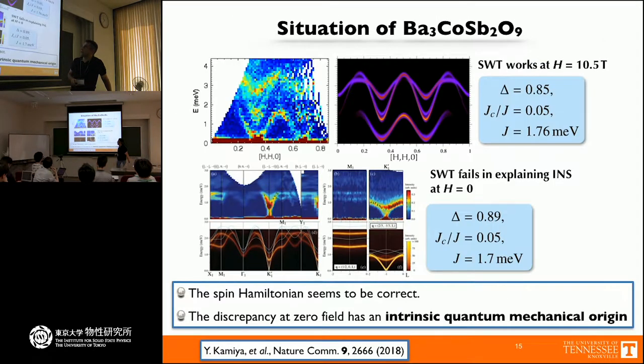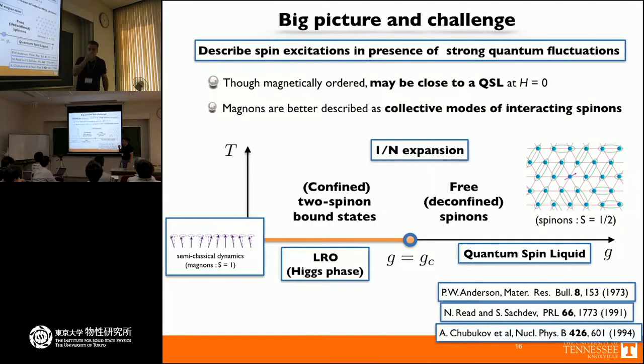Okay, so this was for us the confirmation that experimentally we were working with a reasonable model, and that whatever deviation is observed at zero field is not caused by extrinsic effects like impurities or phonons. And then if the Hamiltonian is correct, the big question that is motivating this talk is: what do we do? Because the only analytical approach that we know how to use for describing the dynamical response of quantum magnets is failing.